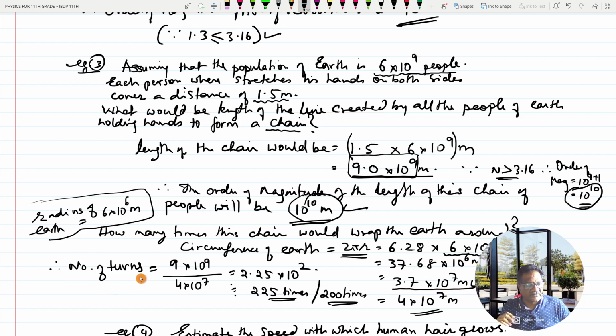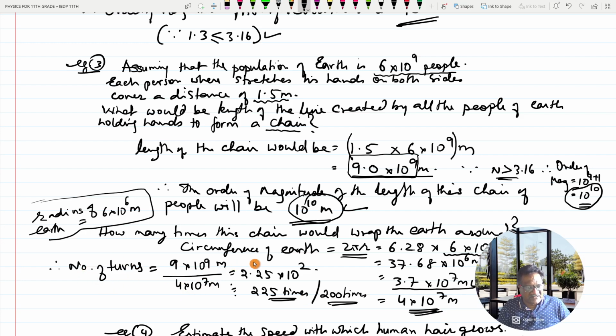Now the number of turns that the chain formed by these 6 into 10 raised to 9 people will go round the earth, if you want to find out, will be equal to the length of the chain formed, 9 into 10 raised to 9 meters, divided by the circumference of the earth, which is 3.7 into 10 raised to 7 meter, or roughly you can say 4 into 10 raised to 7 meter. So here I'll take 4 into 10 raised to 7 meter. This will give you the number of turns.